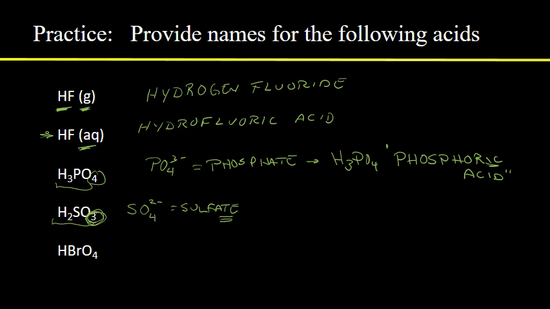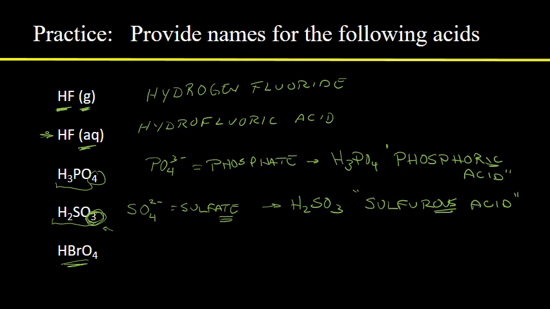And when we make the corresponding acid from one of these that has one fewer oxygens, then the name of the acid, instead of ic, ends in ous. So this would be sulfurous acid.